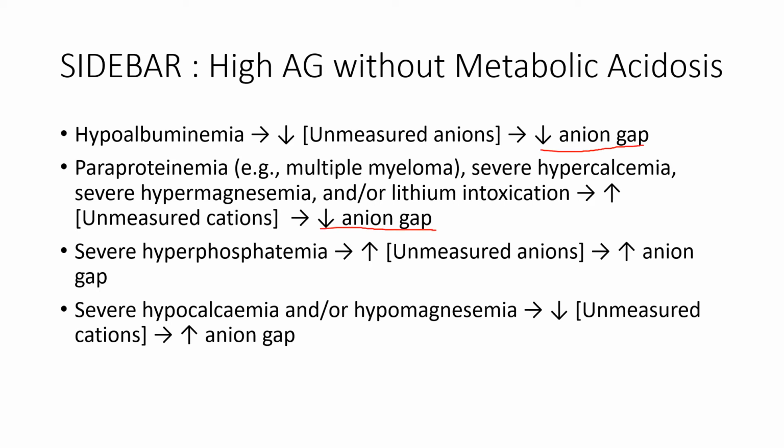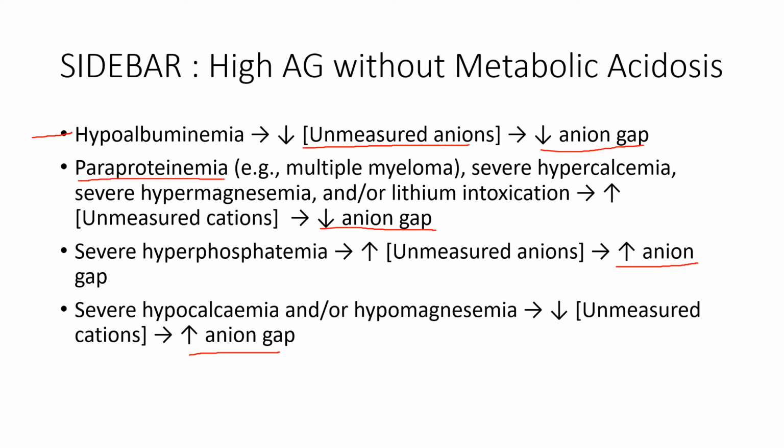Usually when you order a BMP or a CMP, it'll give you the anion gap automatically. And sometimes you can see, oh, it's low, or oh, it's high, but this person's not acidotic, this person's not alkalotic. Now there are several explanations which you can just quickly reference here. There's either hypoalbuminemia, which decreases the amount of unmeasured anions.